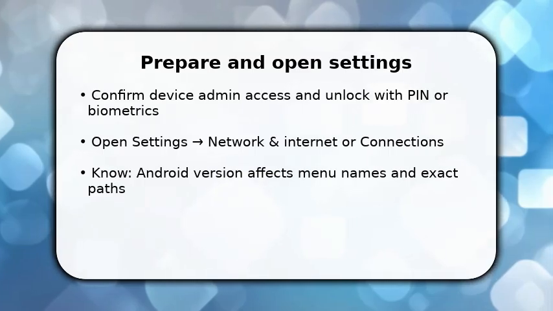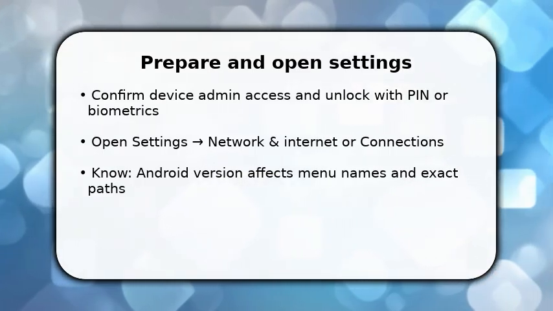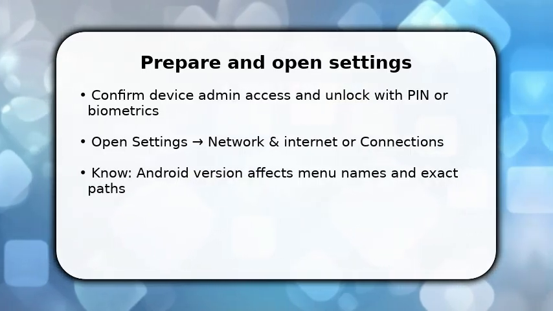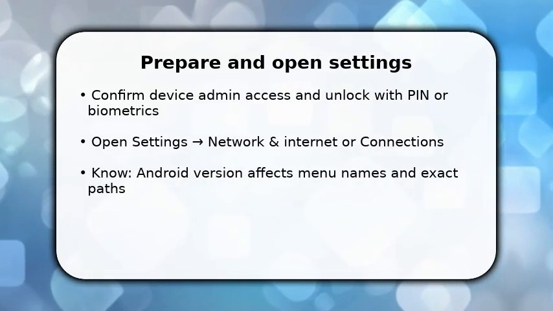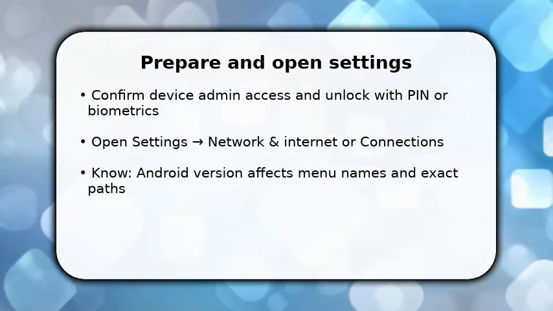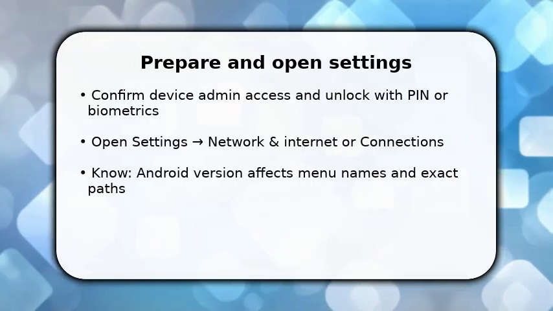Enjoy the video. You start by making sure you can access system settings, unlock your phone, and confirm you have device-level access. Once done, open Settings and tap Network and Internet or Connections depending on your Android skin. You do this because Wi-Fi history lives under Network Configuration or Saved Networks.